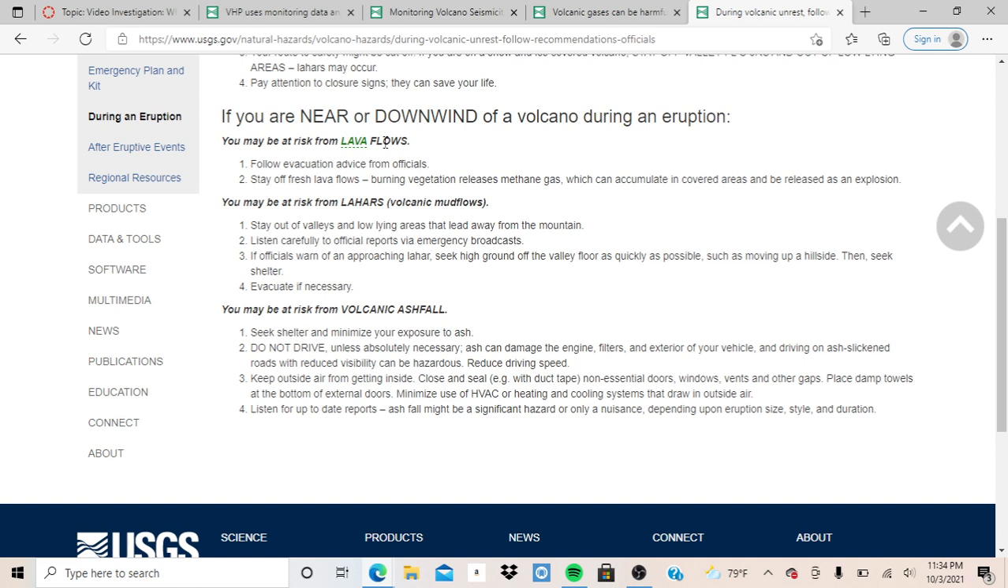It is very much recommended not to drive during ashfall because it could also mess with your car and it could make your car not work anymore. So if your car doesn't work and you have no way to get out of the lava flow or ashfall, then you're in serious trouble at that point. But as long as you follow the guidelines, you know where to evacuate to, and you know what to do in specific types of eruptions, then you should be okay.